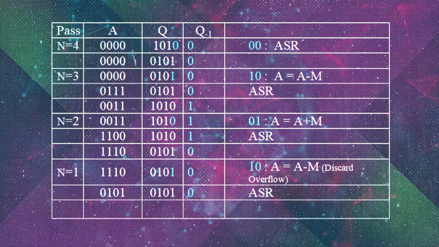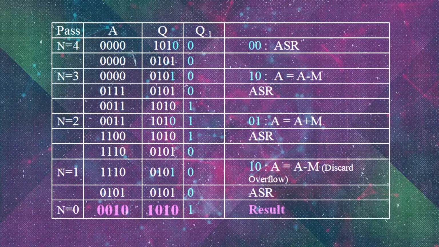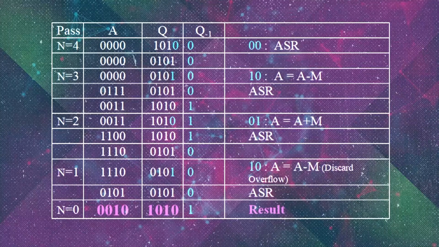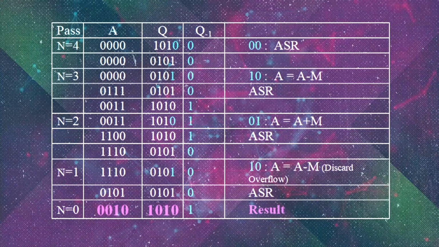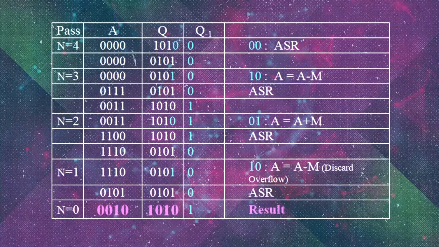Then n is decremented, it is 0 now. So, we can stop here by recording the results as the current AQ value which is 0 0 1 0 1 0 1 0. Leading zeros can be dropped and we are left with 1 0 1 0 1 0 in binary, which is equivalent to 42 to the base 10, which is same as minus 7 into minus 6.